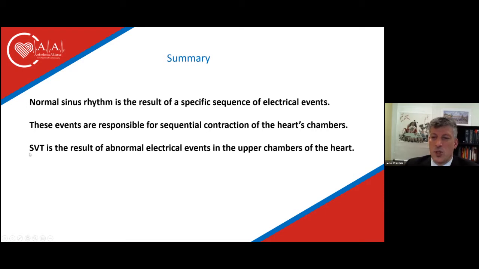But in the context of supraventricular tachycardia, which is the result of abnormal electrical events in the upper chambers of the heart, you can have not only a fast heart rhythm, but a rhythm that leads to an abnormal sequence of contraction of the heart's chambers with respect to one another. For example, the example that I gave of the AV nodal reentrant tachycardia, in which the upper and the lower chambers of the heart beat simultaneously.